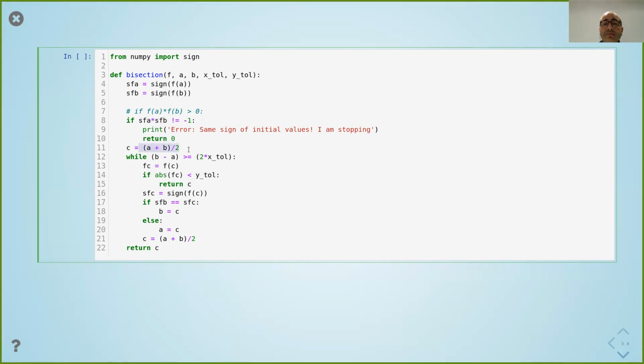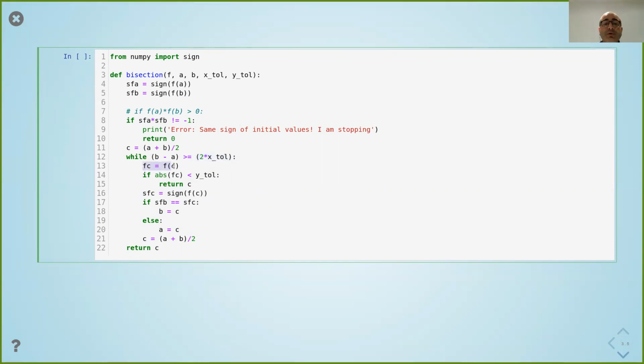Otherwise, we aim for the middle value, a plus b divided by 2, and we're going to check which interval we should continue working on. So here we go. As long as I have to work, it means that b minus a, the width of the interval over which I'm working, is bigger than twice the tolerance, because this is going to guarantee that the midpoint that I'm choosing as an estimate is bigger than x tolerance, all right?